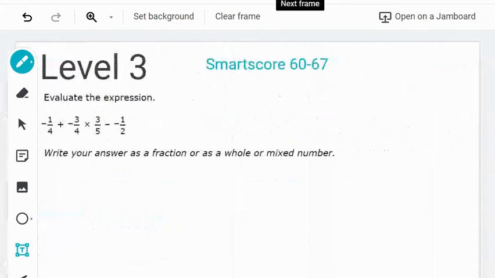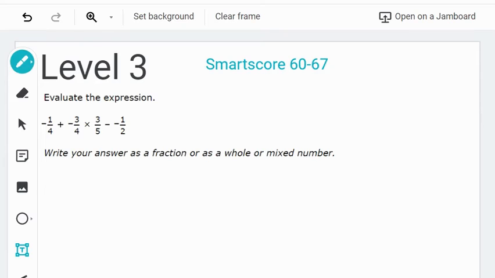Taking a look at level 3. Same kind of thing. The main thing that I see different here is some of our numbers are negative. Or actually, most of our numbers are negative. But we still should be doing multiplication before any of the other things. So right here, we'll multiply first.